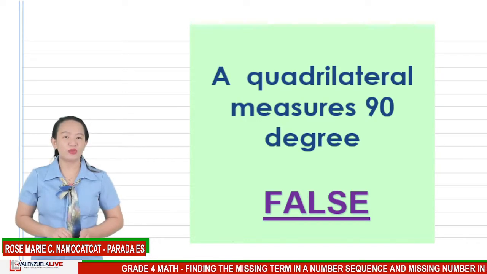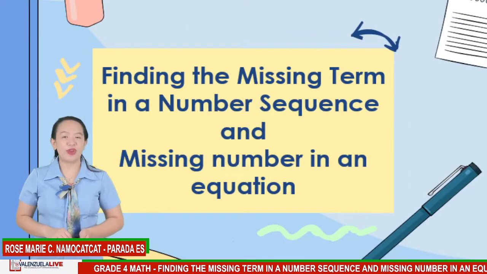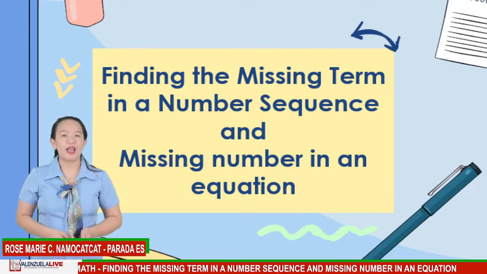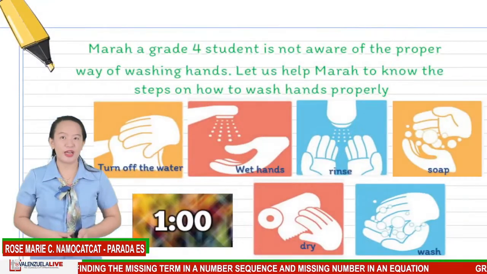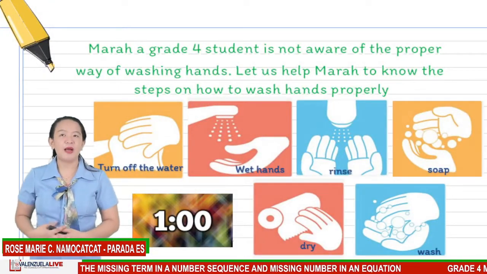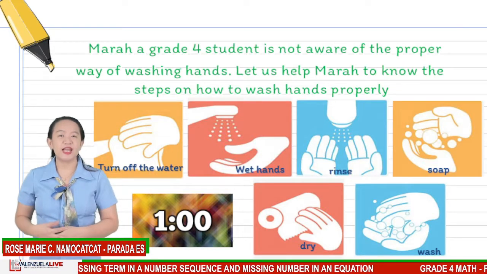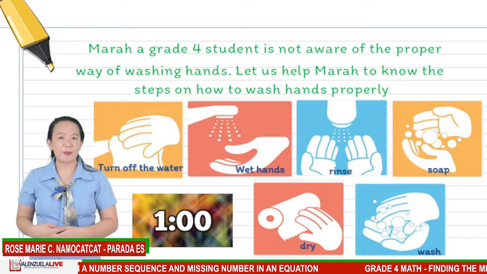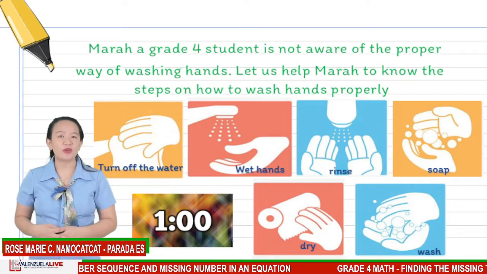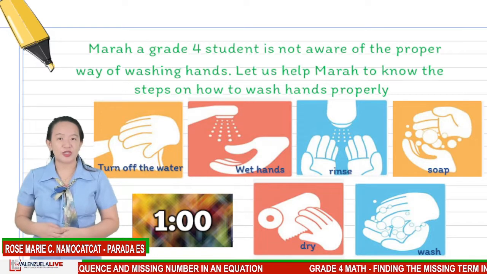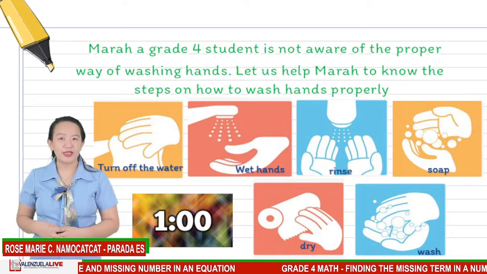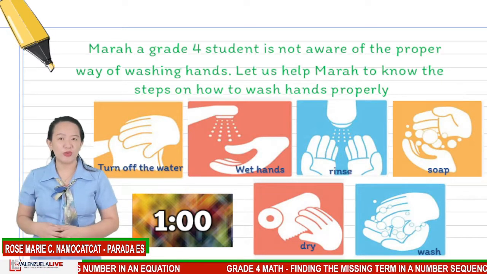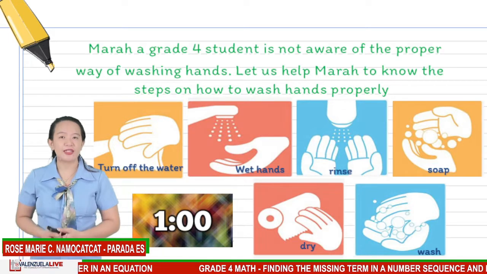Now, we can go to another lesson, which is finding the missing term in a number sequence and missing number in an equation. So I have here a short story problem. Mara, a grade 4 student, is not aware of the proper way of washing hands. Now let us help Mara to know the steps on how to wash hands properly. So grade 4, are you ready to help Mara to identify which of the following are the first ones she needs to do in order to wash her hands properly?